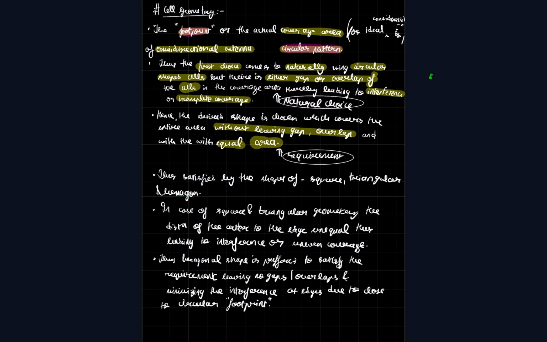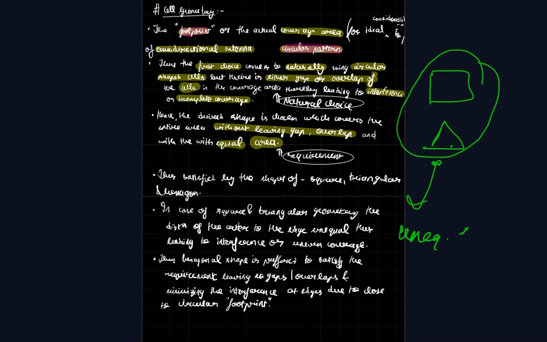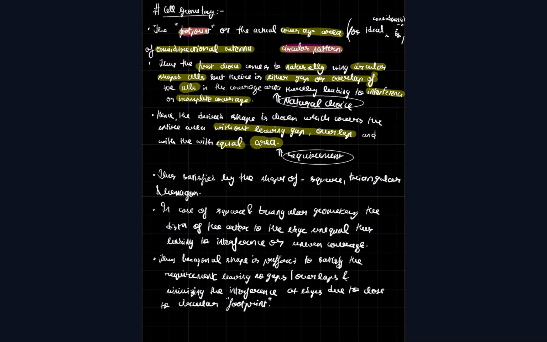In the case of square or triangular, the main problem why we do not go for them is, number one, that they have unequal distances to the edges. For a square, the distance from here to here and the distance from here to here are not equal. Similar goes with the triangular geometry. So what do we do now? To avoid that, we go towards the hexagonal geometry.